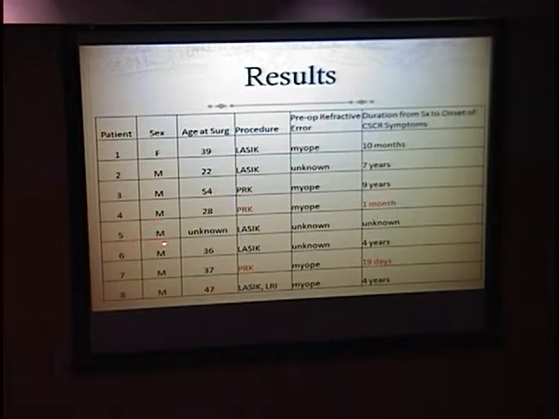So for example, for patient five, he was seen for central serous in retina, but we did not have good information about actually when he had his LASIK, what his refractive error was, and how long before we saw him. But what I'd like to point out that's interesting here is that the two PRK patients actually developed symptoms, one a month after and one 19 days after their surgery, and they were both myopes. Everybody else, it's hard to say that it's related to the LASIK. I mean, 9 years out.